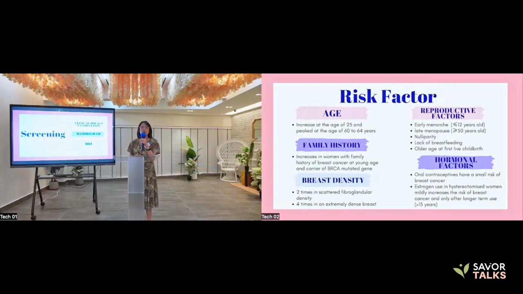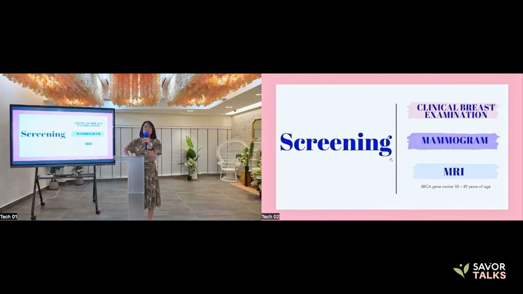So basically, why the government wants to encourage people to do mammogram, because it can detect even the small tiny dot. If, let's say, the doctor feels the breast, by the time you can feel it, it is already more than one centimeter, so it is already stage two. Okay, so that's why they encourage people to do screening and detect early.